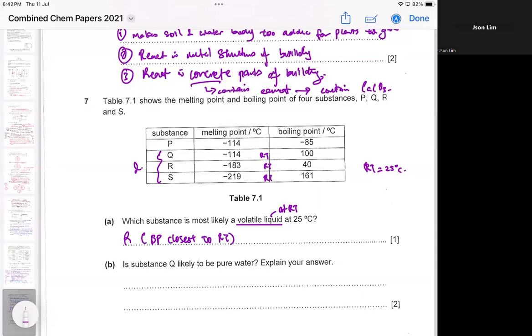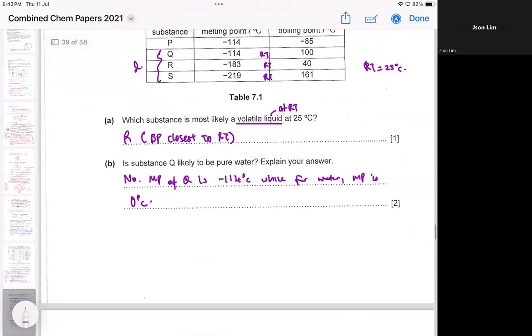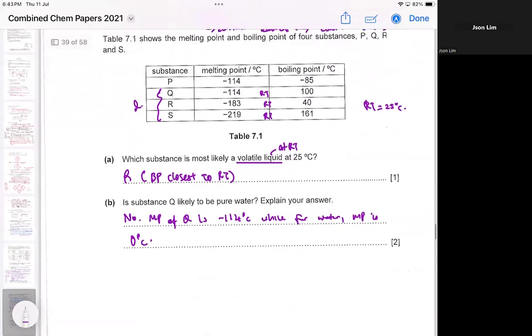Okay, is Q likely to be pure water? The answer is no, because you need to mention that the melting point of Q is negative 114 degrees C, while for water, the melting point is 0 degrees Celsius. So simply based on the melting point will do. Okay, 10 seconds. Any questions for this? Or jot it down. Then we move on to question 8.